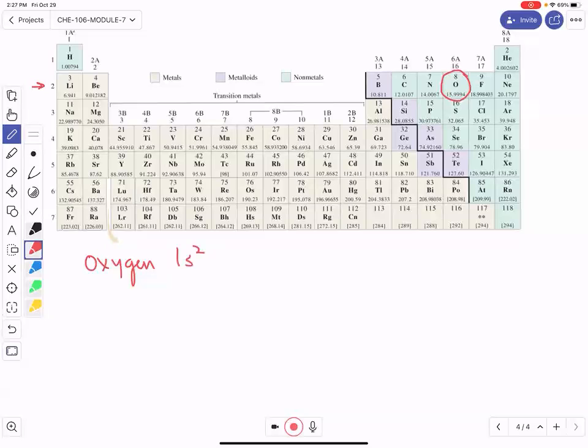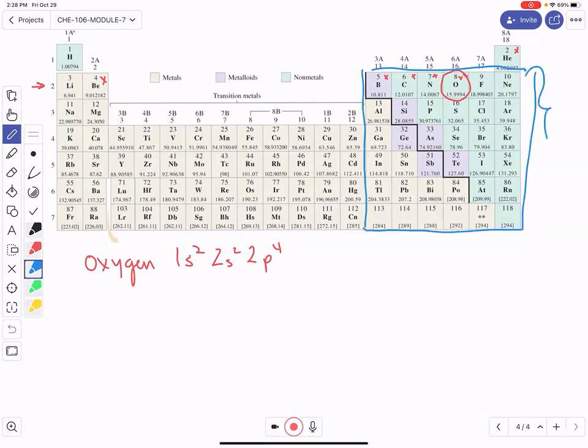That means we have to have 8 electrons. So 1s2, that orbital is full. It can only hold 2 electrons. That takes me to helium. Okay, 2s2 takes me to beryllium. Now to get to oxygen, I want 1, 2, 3, 4 electrons. So 2p4 takes me to oxygen. I know that because anytime I'm working through this region of the periodic table, I'm filling my p orbitals. I have 3 p orbitals, 6 electrons total, and we've got 4 of those electrons.